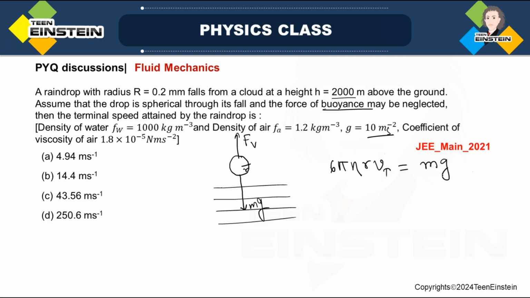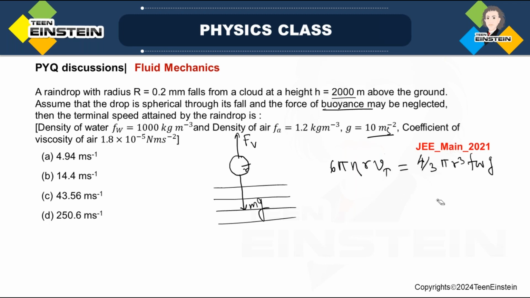So how do you get small m here? Since it is spherical, ideally, I can take 4 by 3 pi r cube, this is the volume, into rho. Rho here is given as rho w. Okay, so this will be the mass. Let me just equate these two things. Let me write it here, m into g. That means 4 by 3 pi r cube rho w into g.